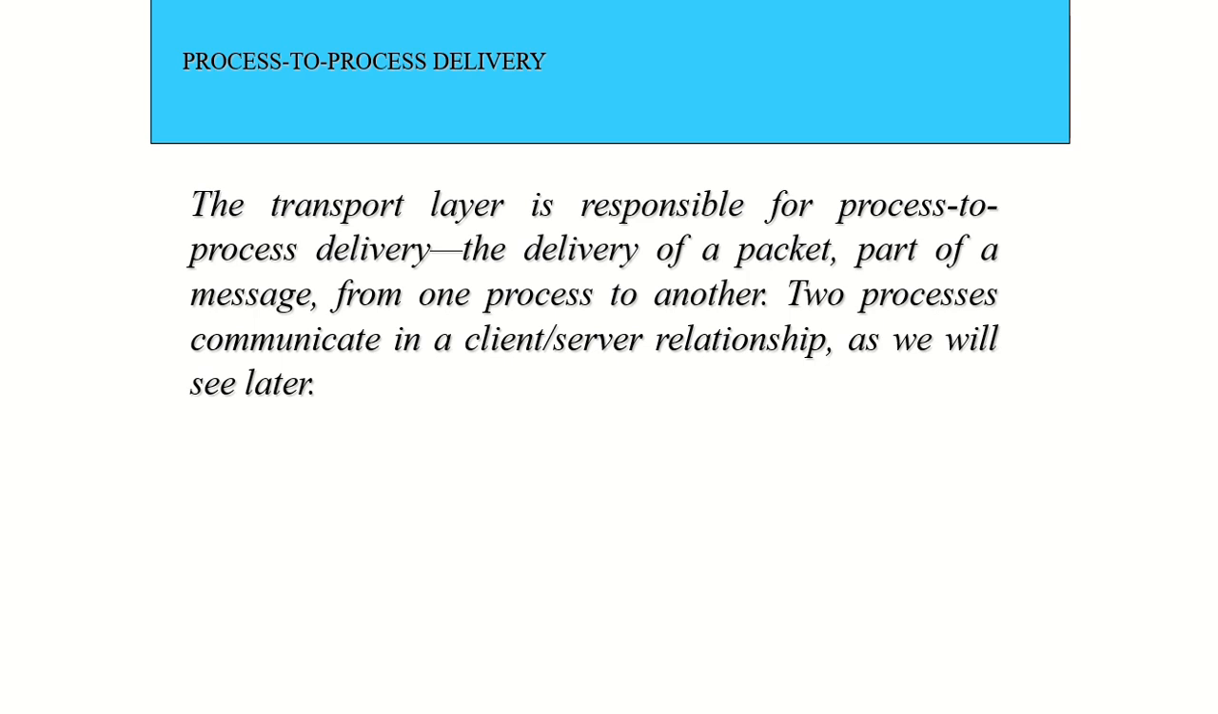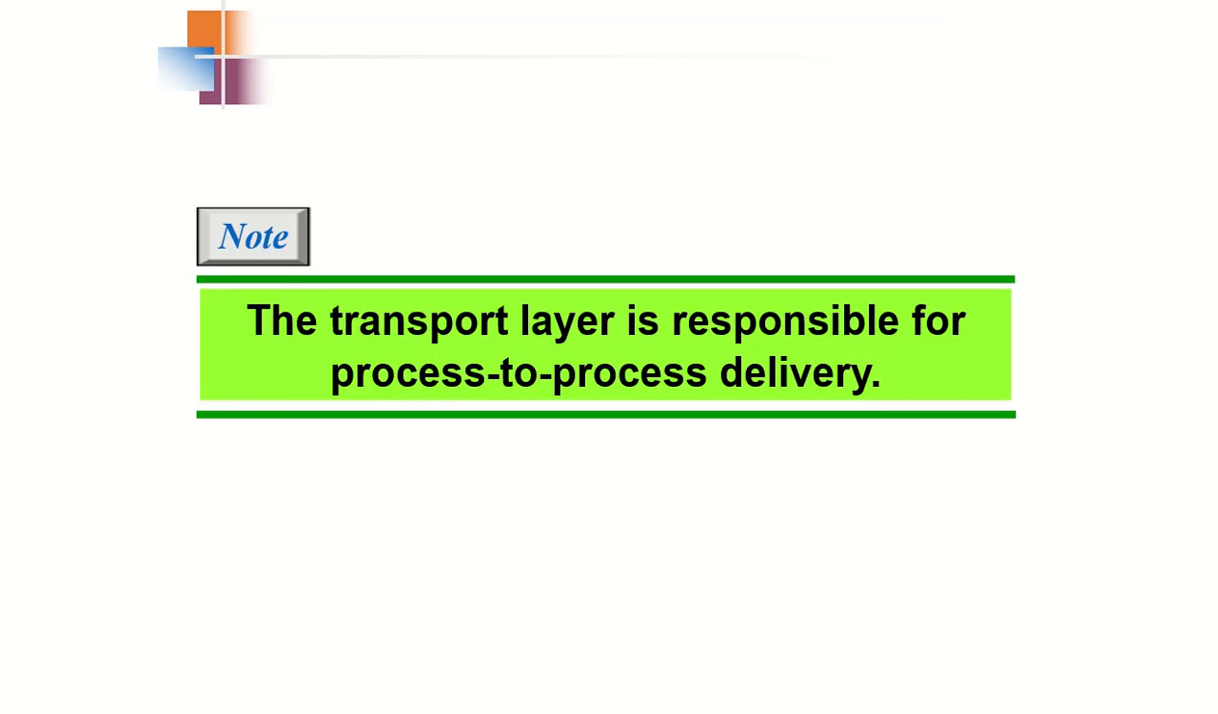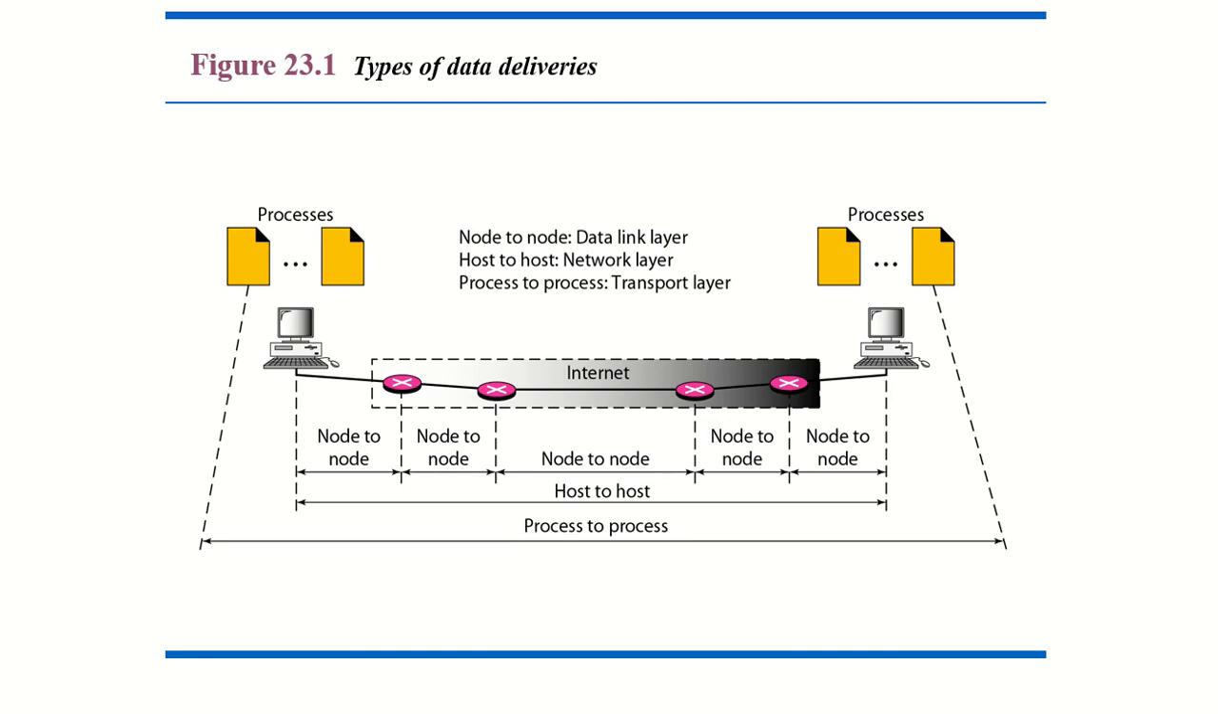Same way, the delivery of a packet, part of a message, from one process to another process, and two processes communicate in a client server relationship. So in that case we use these port numbers. Same way, transport layer is responsible for process to process delivery. This is a simple diagram which makes you understand how it's process to process, and then node to node and host to host. We have already seen on network layer we called it host to host delivery of data. Same way, on transport layer we call it process to process delivery of data.